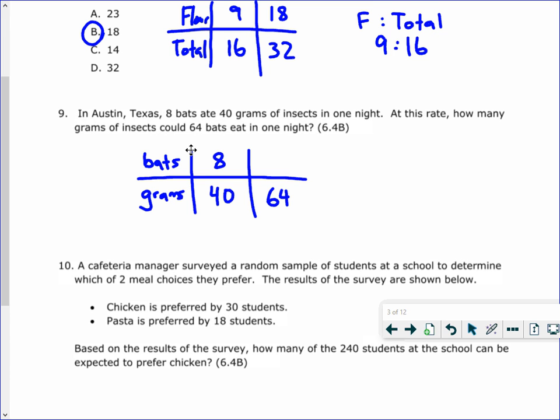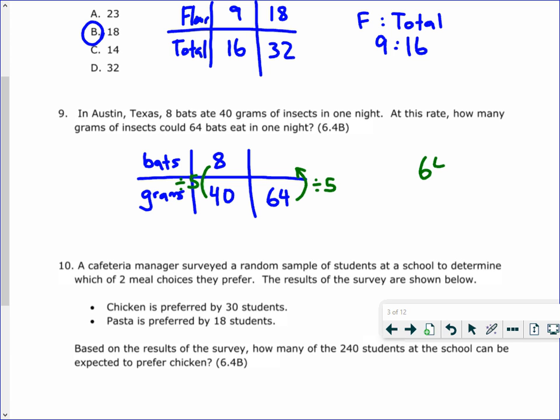So, in order to do that, we're going to need to divide 40 divided by 8, and that shows us that our relationship is 5. So if I'm going this way, it'll be 64 divided by 5. If I go up, it would be times 5. But in this case, we want to go down. So 8 bats eat 40 grams of insects. At this rate, how many grams of insects could 64 bats eat in one night? So we're going to do 64 divided by 5, and then hopefully we get a nice, easy decimal.